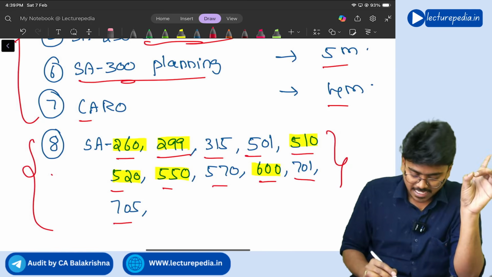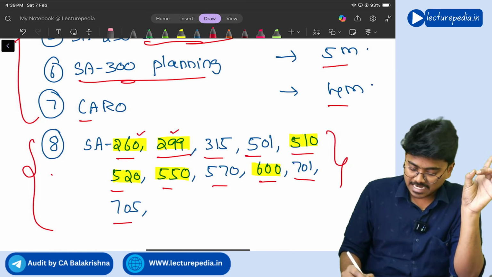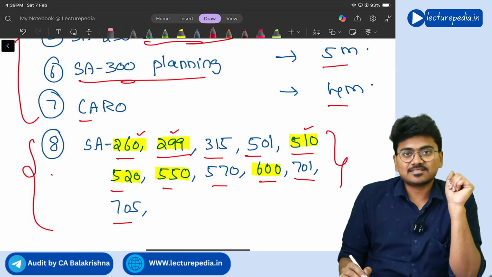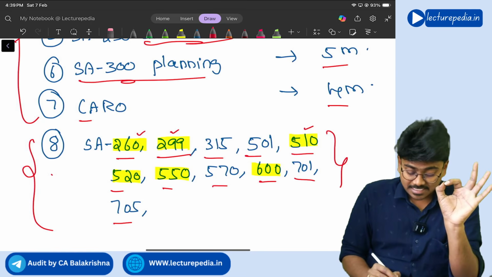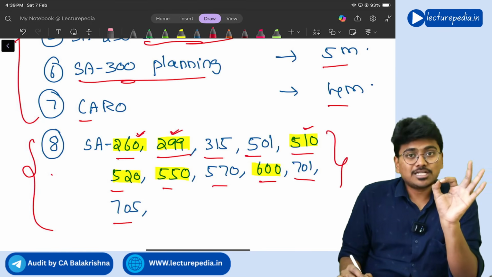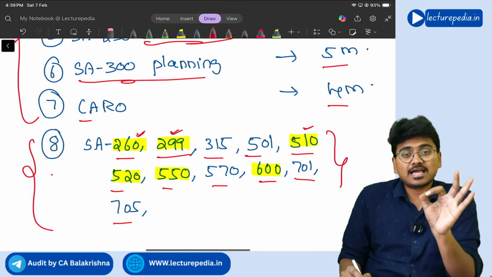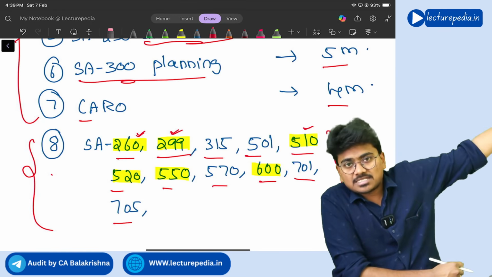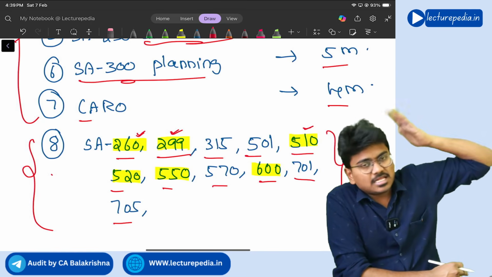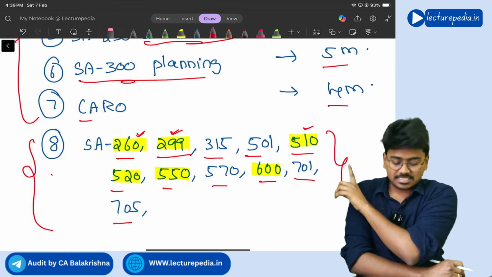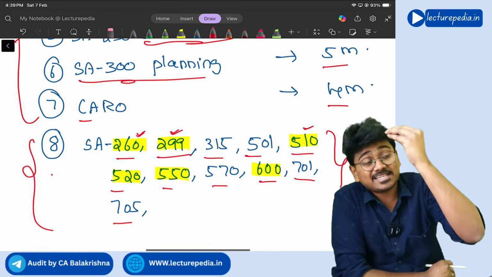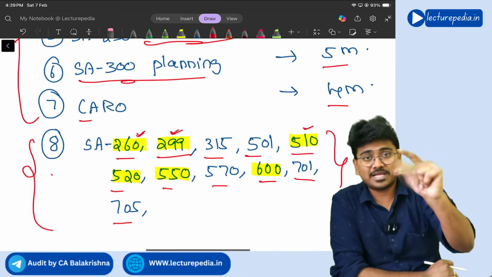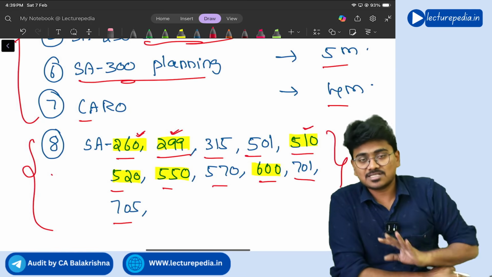If you observe, I have highlighted certain standards in yellow. Sir, what is the meaning of those highlighted standards? The meaning is that these standards have not been tested by ICAI even once. Since the new syllabus came from May 24, at least one time these standards have not been tested. So at any time ICAI can test these standards, and you should be ready to answer those questions.